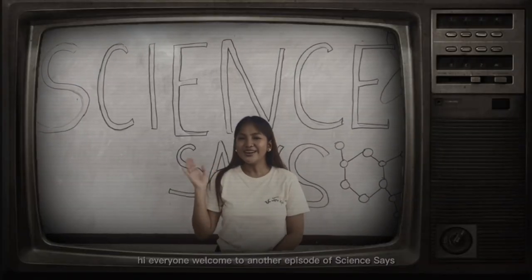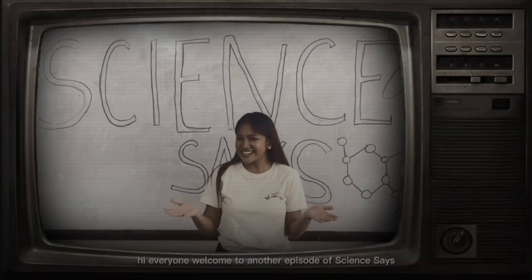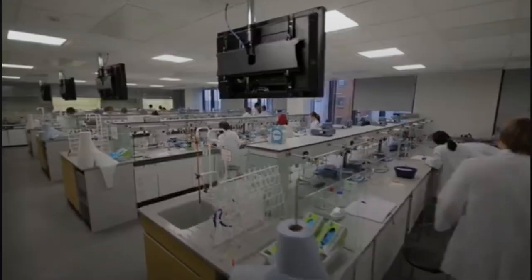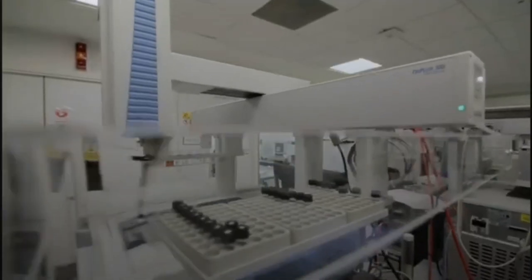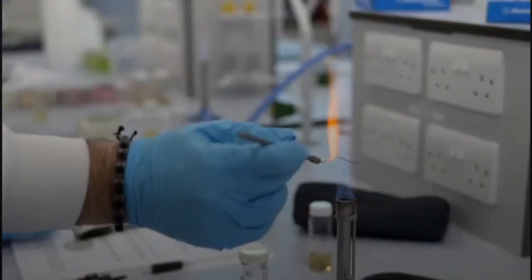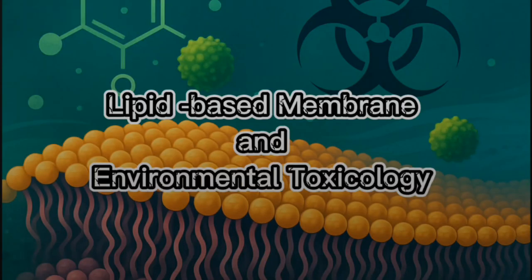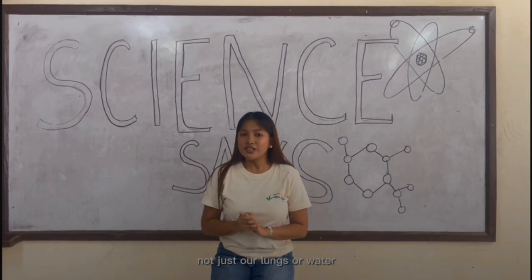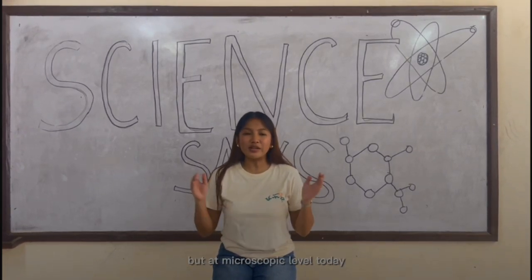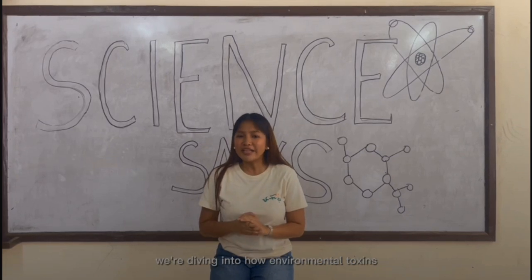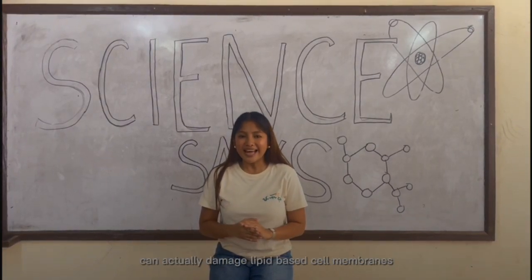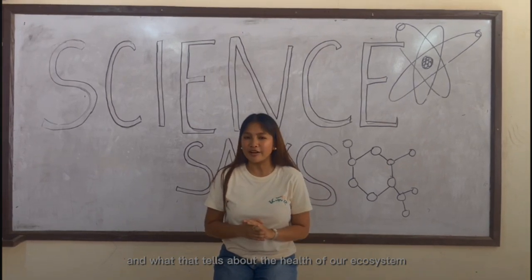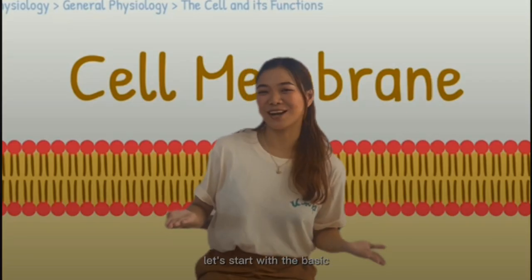Hi everyone! Welcome to another episode of Science Says. Have you ever wondered how pollution affects our cells, not just our lungs or water, but at the microscopic level? Today we're diving into how environmental toxins can actually damage lipid-based cell membranes and what it tells us about the health of entire ecosystems. Let's start with the basics.